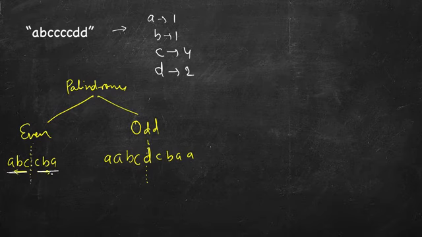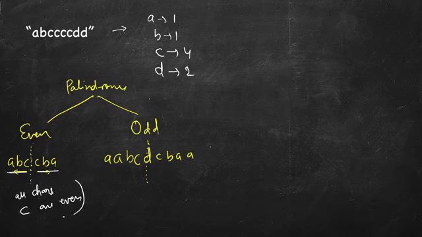So count of every character is even. So let's say A occurred 2 times, then this side also A occurred 2 times. So total it will be 4 times. So irrespective of whether A is occurring odd or even number of times on the left side of the plane, we have to always double that. So here, count of all characters C is even.